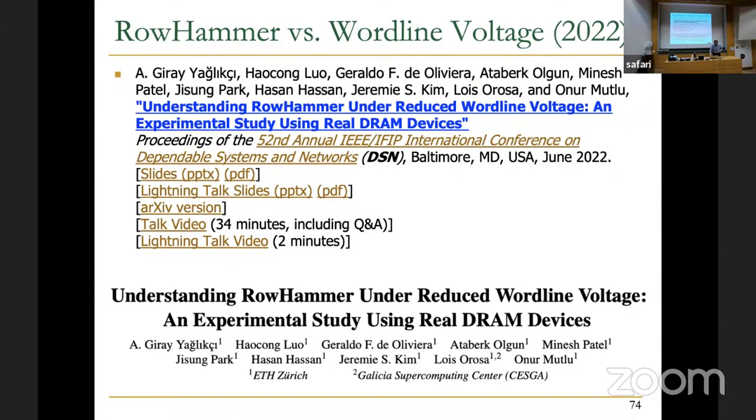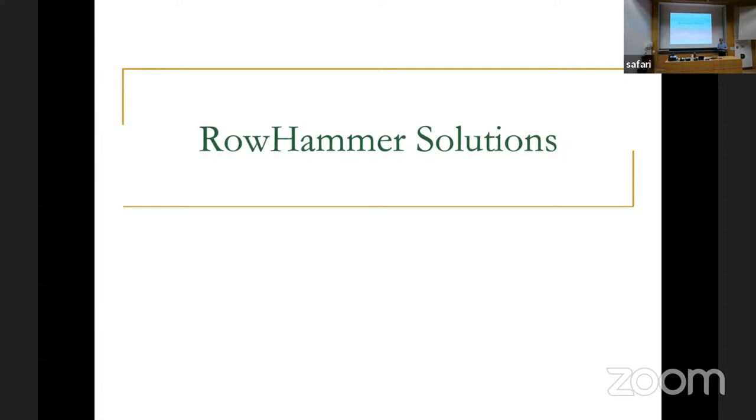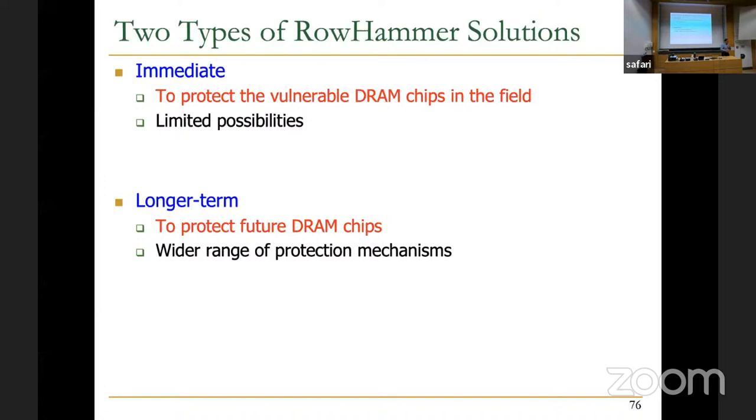Okay, now let's talk about solutions, because now that we identified the problem, what's the solution, right? And solutions are actually interesting, because there are some chips that are immediately vulnerable in the field. You have to protect them. The question is, how do you protect them? Clearly, there are limited possibilities over here because of things that we will discuss. Your memory controller is not programmable today. You don't have a lot of control in the systems that are out there. But longer term solutions can be much more intelligent, creative, careful, and secure, because you know the problem exists. Now you can actually construct a solution while manufacturing the DRAM.